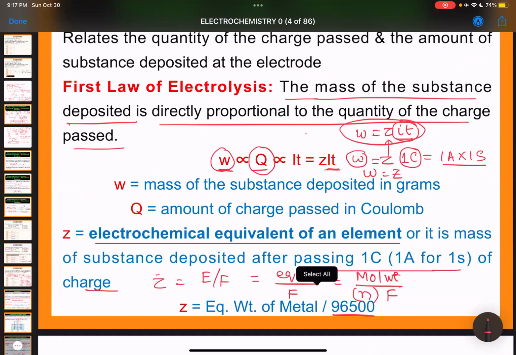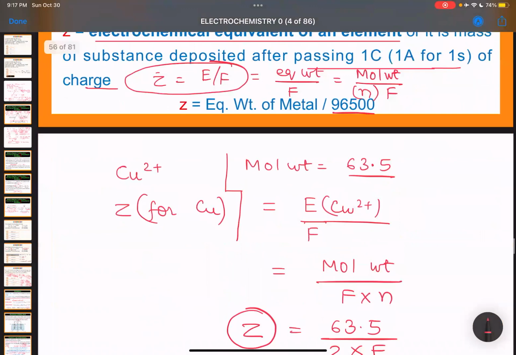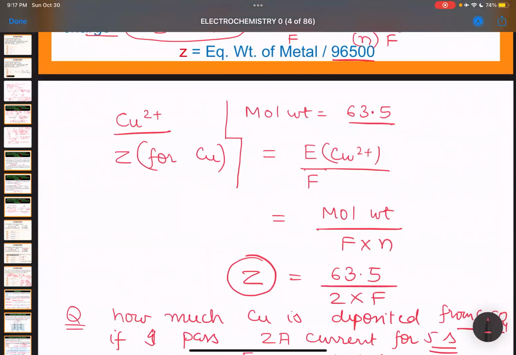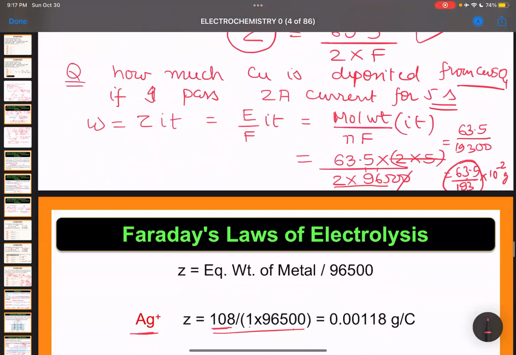And you need to remove this proportionality sign by putting Z. This is the electrochemical equivalent. And I told you that E equal to FZ. You should remember Z equal to E by F. E by F is the equivalent weight by Faraday's constant of the substance. Okay, that's what we discussed for copper 2 plus. Equivalent weight for copper 2 plus is going to be 63.5, the molecular weight, divided by n, which is 2. This is what we discussed, equivalent weight.